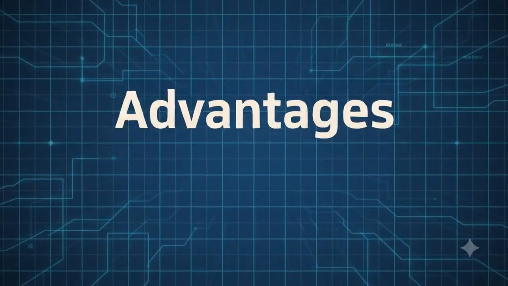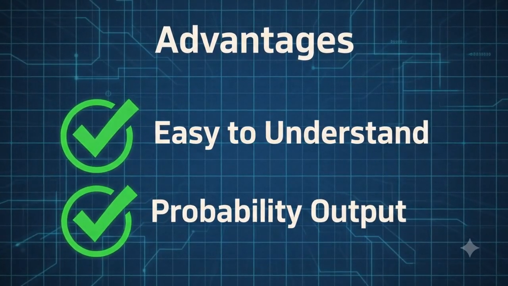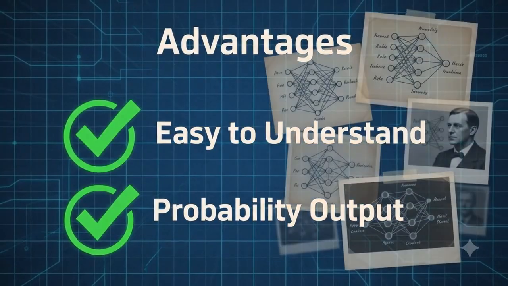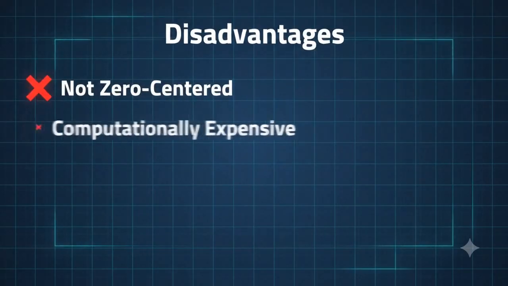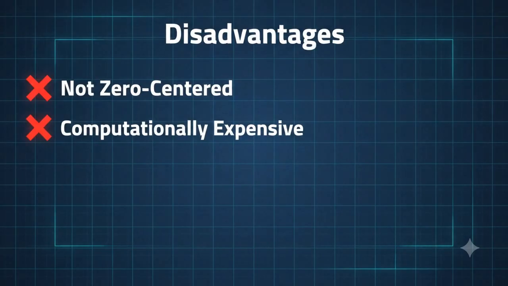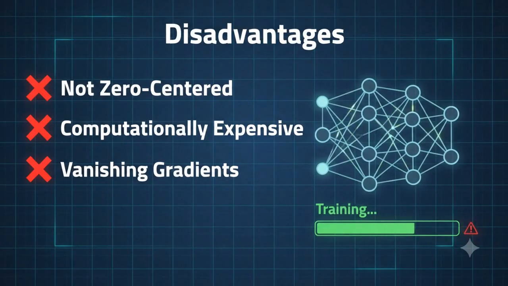Advantages: easy to understand, gives probability output, and was the go-to activation function for many years. Disadvantages: not zero-centered, computationally expensive due to the exponential, and suffers from vanishing gradients in deep networks.